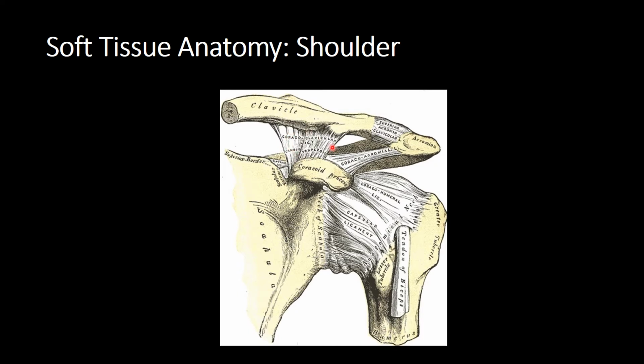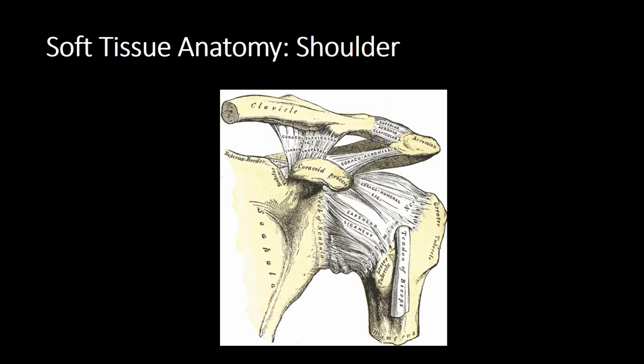The coracoclavicular ligament is a major vertical stabilizing factor of the acromioclavicular joint. It's comprised of the conoid ligament, which originates from the coracoid process, and it inserts into the conoid tubercle, which is located on the inferior surface of the clavicle. The trapezoid ligament originates from the coracoid process, and this inserts into the trapezoid ridge, and this too is on the inferior border of the clavicle.